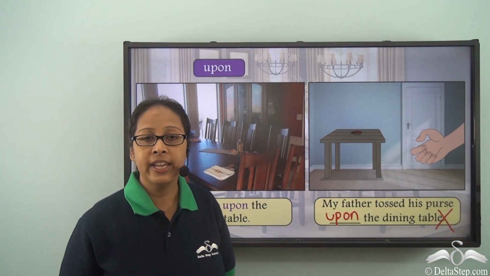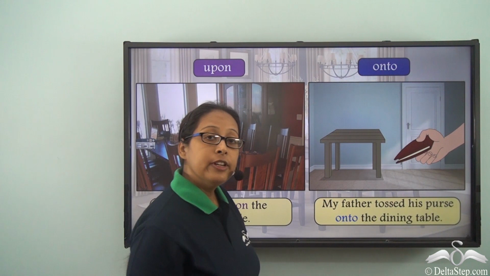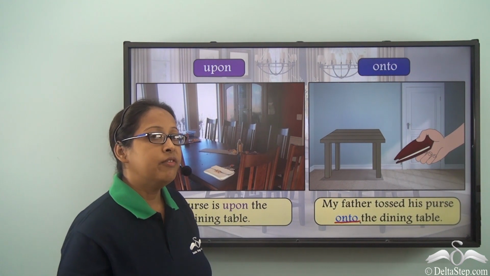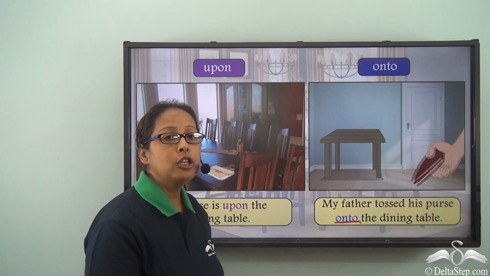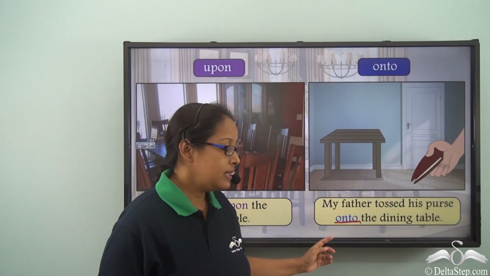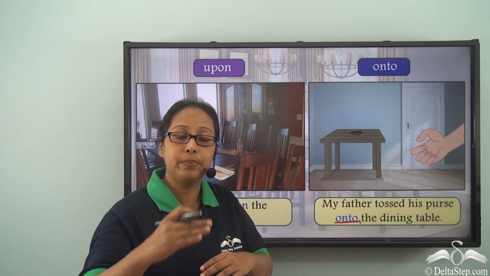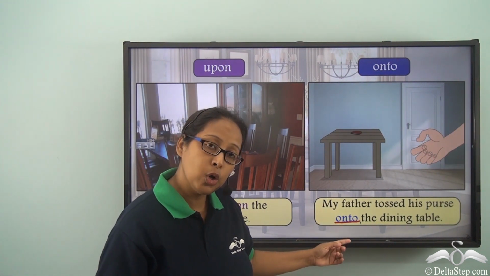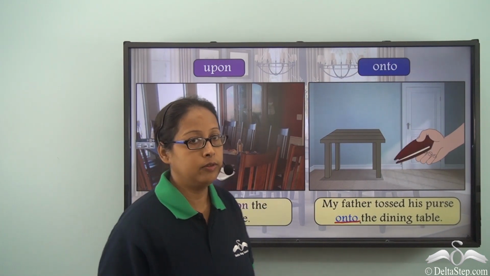Now, which preposition can we use in such a case? Let's see. We will use onto. Onto is another preposition which shows a movement like this picture. This means you're tossing it on the table. So there's a movement involved. So we can see that this preposition is made up of on and to. So it is kept on a surface and there is a movement involved. Therefore, whenever we use onto, it is kept on a surface, but some movement is involved.